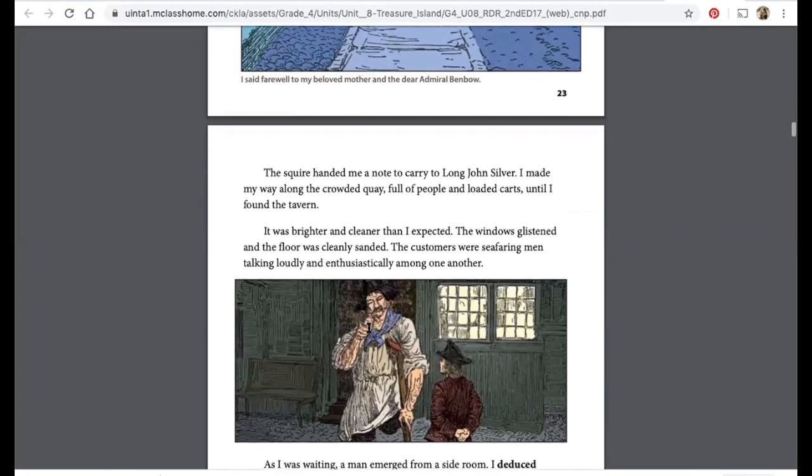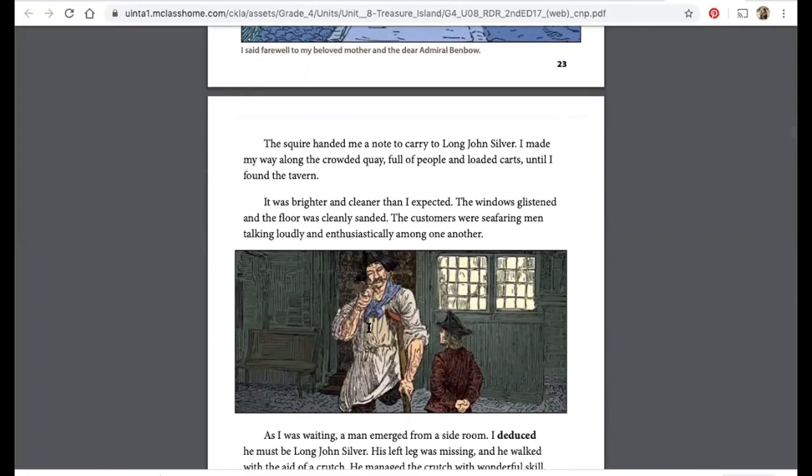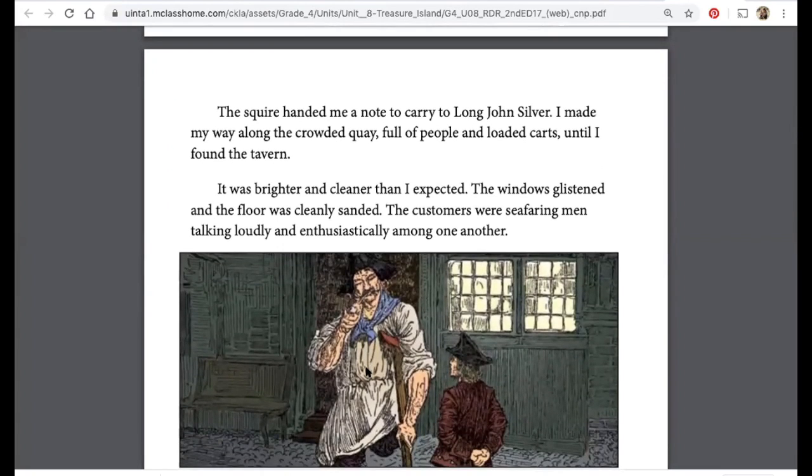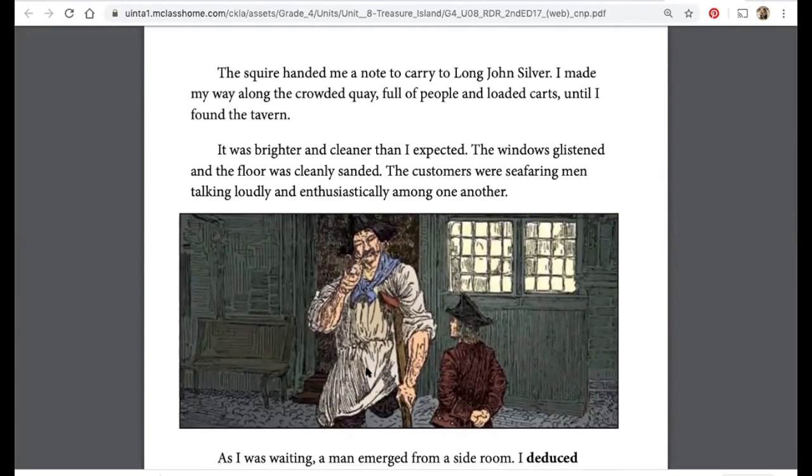The squire handed me a note to carry to Long John Silver. I made my way along the crowded quay full of people and loaded carts until I found the tavern. It was brighter and cleaner than I expected. The windows glistened and the floor was cleanly sanded. Okay, remember, boats are made out of wood. And they have to keep them sanded to get all the grime and slivers out, right? Get them smooth.